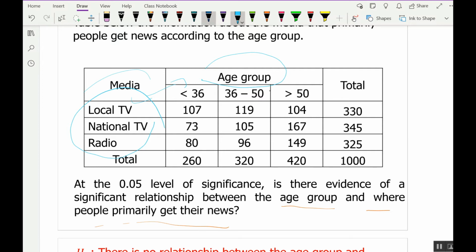Now they also give you the level of significance, alpha, here. So is there evidence of a significant relationship between the age group, the category here, and the sources, where they get their news?